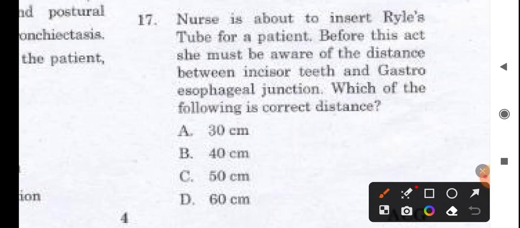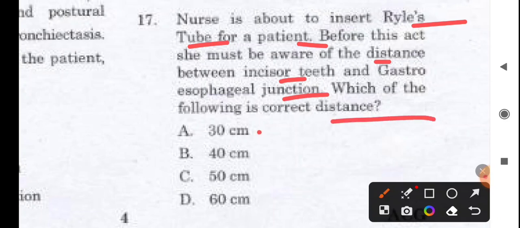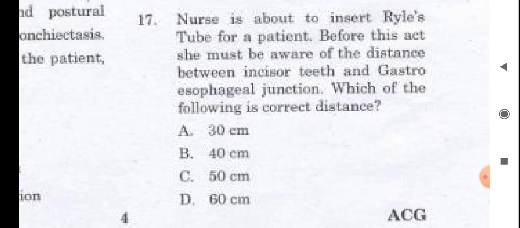Nurse is about to insert a Ryle's tube, RT tube, for a patient. Before this act, she must be aware of the distance between the incisor teeth and gastroesophageal junction. Which of the following is the correct distance? 30 cm, 40 cm, 50 cm and 60 cm. So you need to answer this.